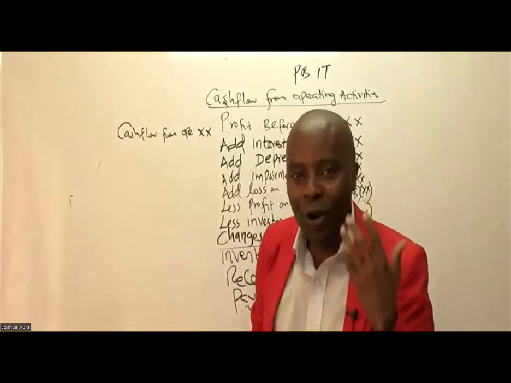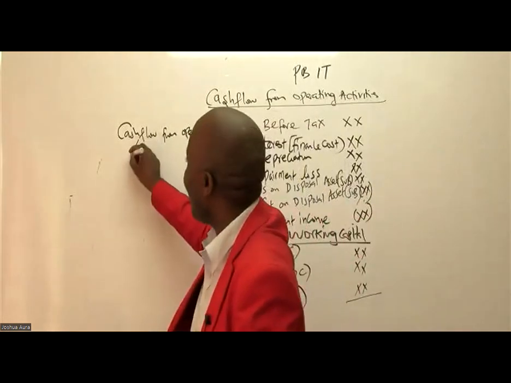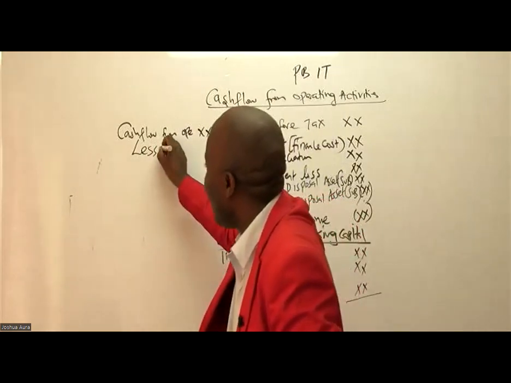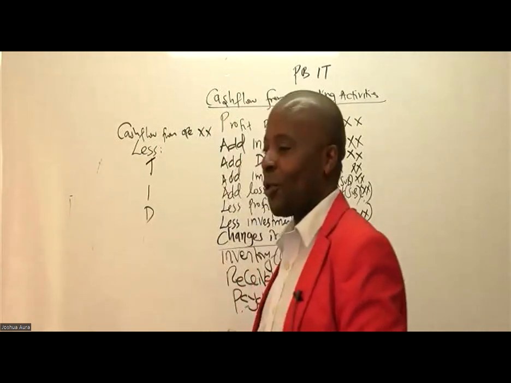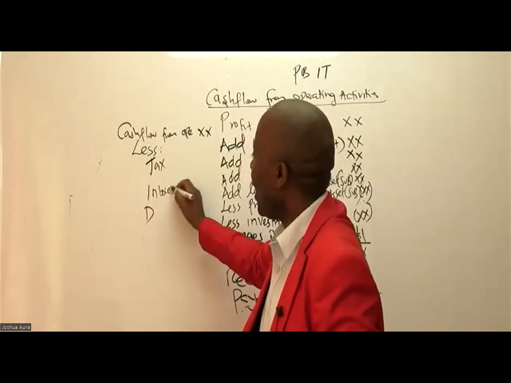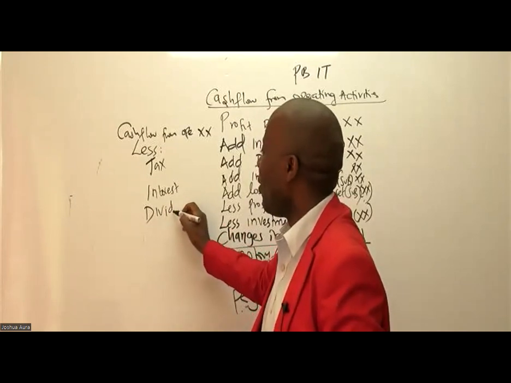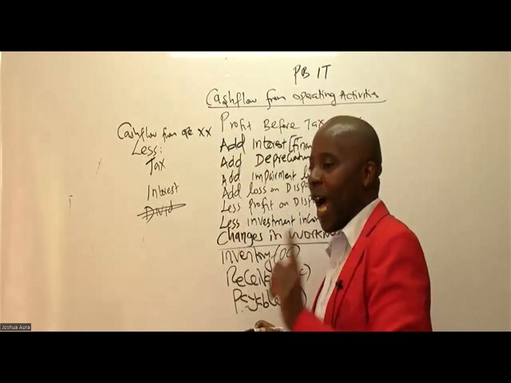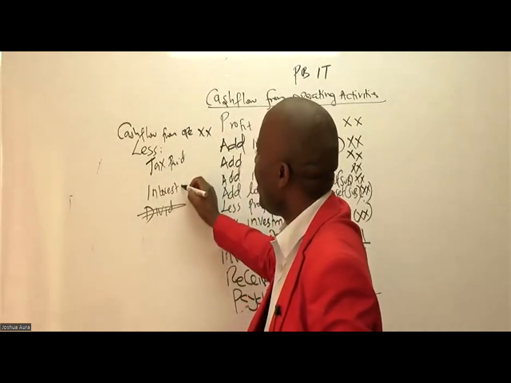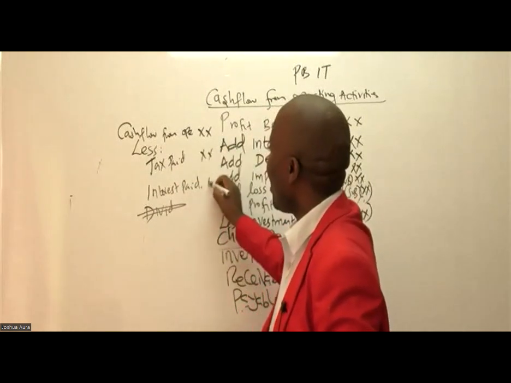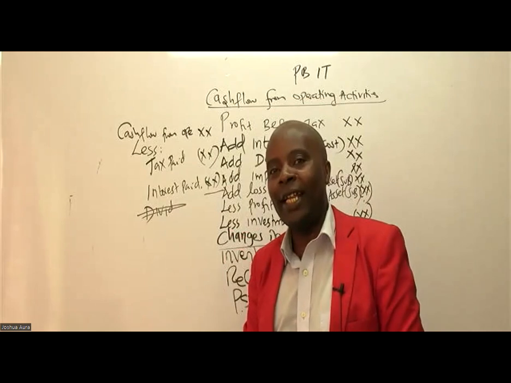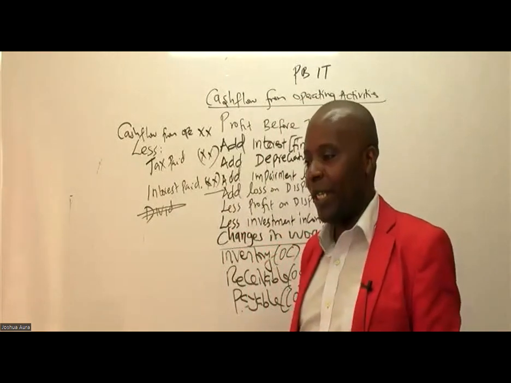When I used to teach financial reporting over 15 years ago, we used to say less the famous TIED, where T is tax, I is interest, and then dividends. But now this D has been removed. Nowadays, we talk of tax paid, not the tax in the income statement, and interest paid. Ultimately, you get the net cash flow from operating activities.